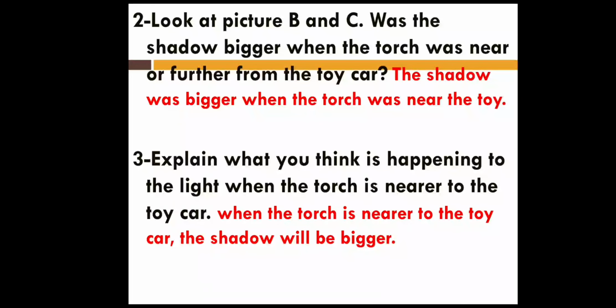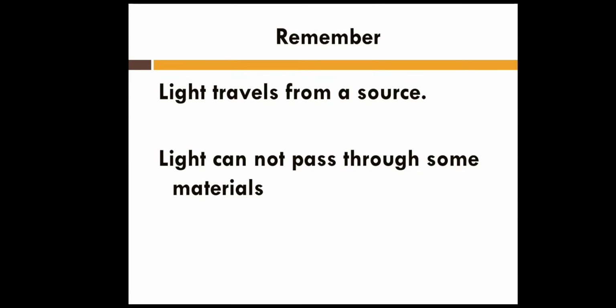Question 2. Look at picture B and see, was the shadow bigger when the torch was near or farther from the toy car? The shadow was bigger when the torch was near the toy. Question 3. Explain what you think is happening to the light when the torch is near to the toy car. When the torch is nearer to the toy car, the shadow will be bigger. Remember, light travels from a source. Light cannot pass through some materials.